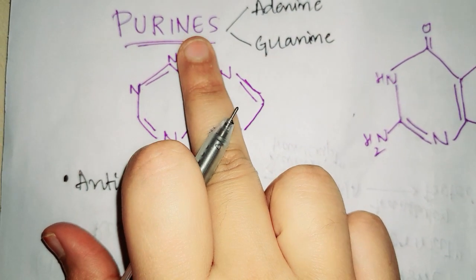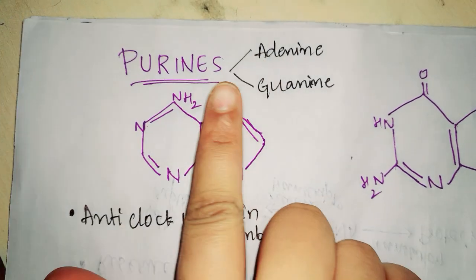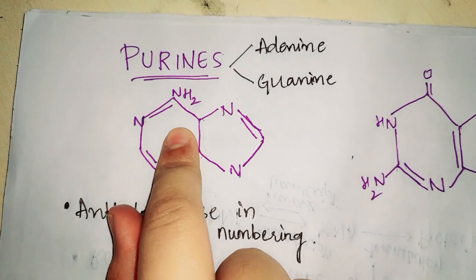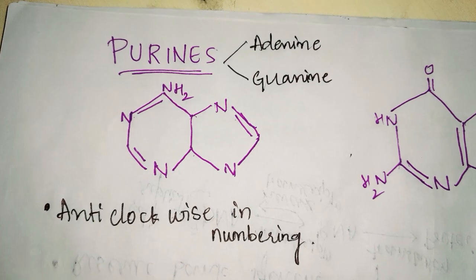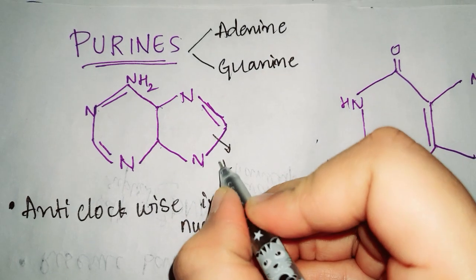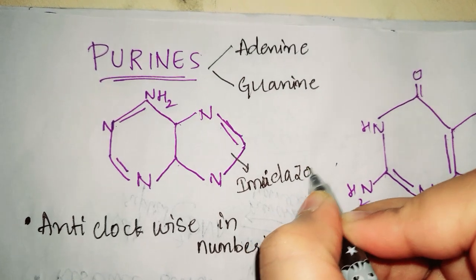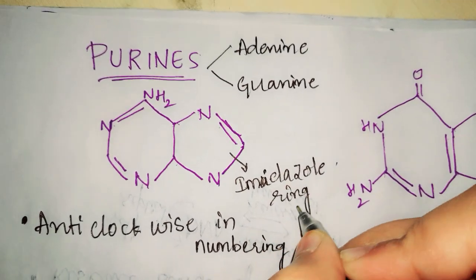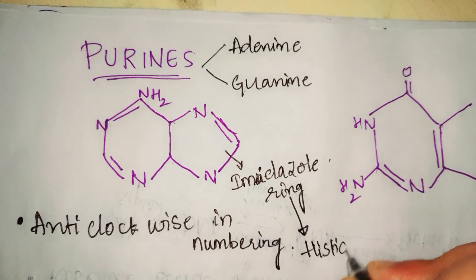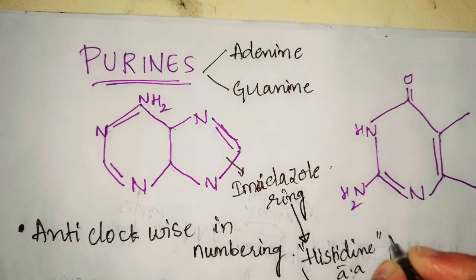You need to understand that purines are derivatives of pyrimidines, because in pyrimidines this ring will not be there, only this ring will be there. That's why purines are the derivatives of pyrimidines. Now we'll see the numbering. This ring we call the imidazole ring. Imidazole ring is present in which amino acid? It is present in histidine amino acid. The imidazole ring is present in histidine.